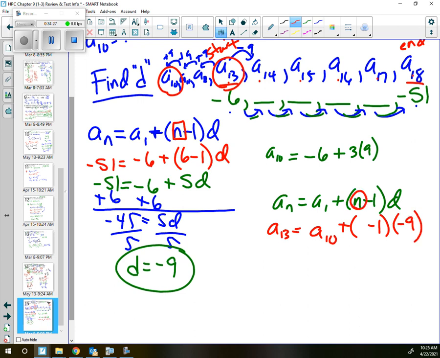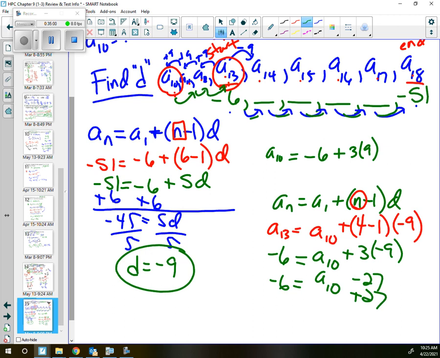So let's talk about N. If I'm going from term 10 to term 13, how many terms is that? Well, 1, 2, 3, 4. So in other words, let's think about what we've got here. We've got our -6, and we have 3 of those -9s, right? We're adding that -9 3 times to get from term 10 to term 13. All right, so think about the arithmetic you do. So we have A10 minus 27 equals -6. Wouldn't you just add 27? So your 10th term would be equal to 21, which is exactly the same thing that you would have gotten if you work backwards.